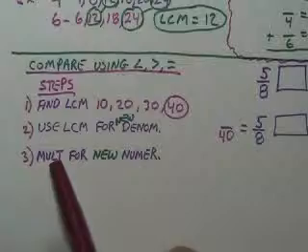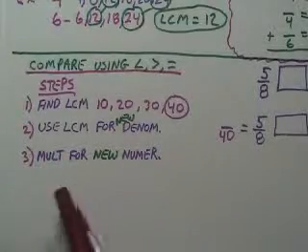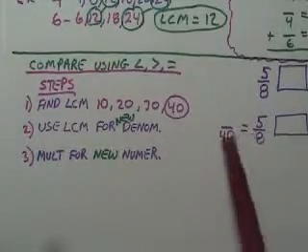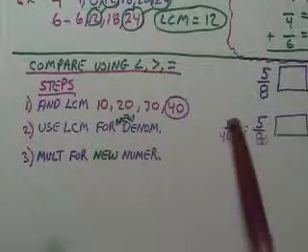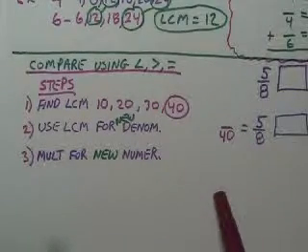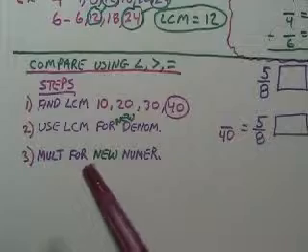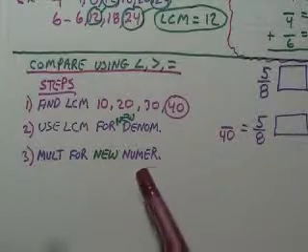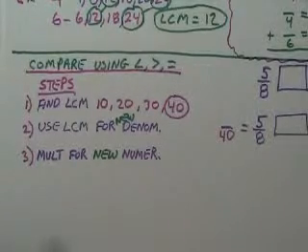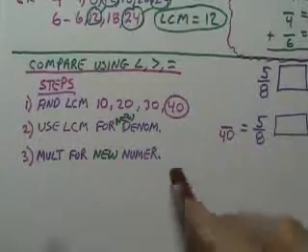Okay, the next step is to multiply for the new numerator. We had to find a new denominator. Now we need to find a new numerator. So multiply for new numerator. And again, I abbreviated because I'm kind of lazy, and plus, it saves a lot of space.